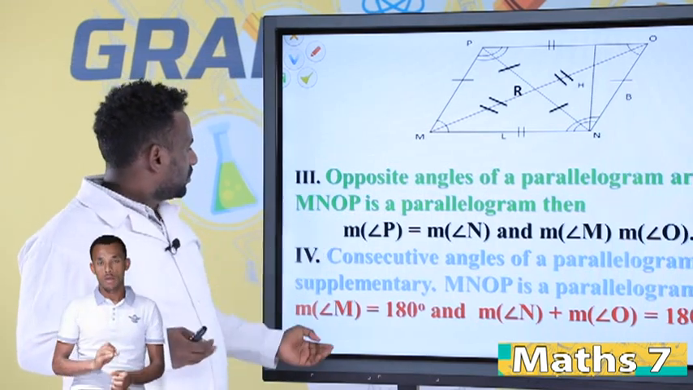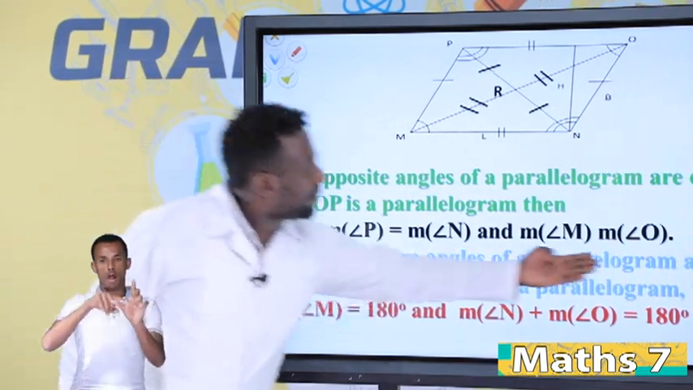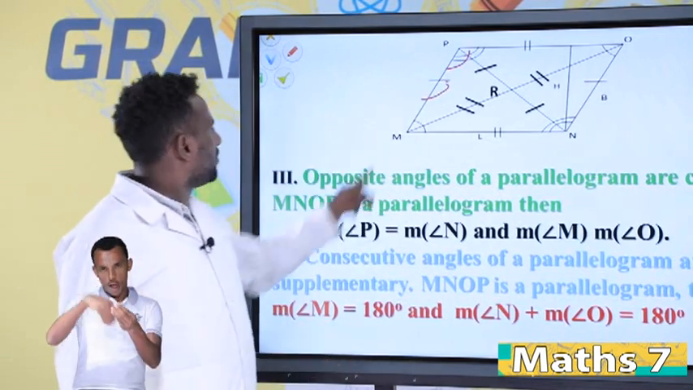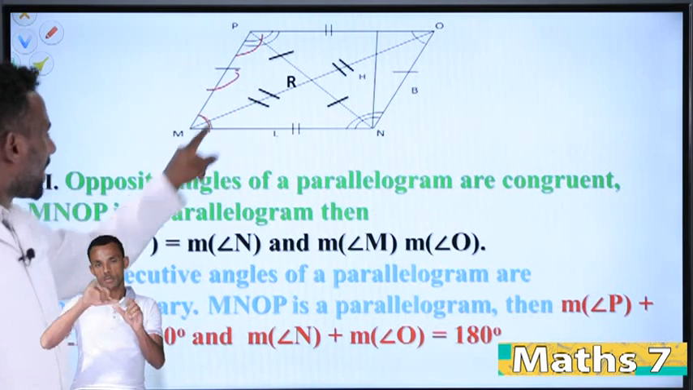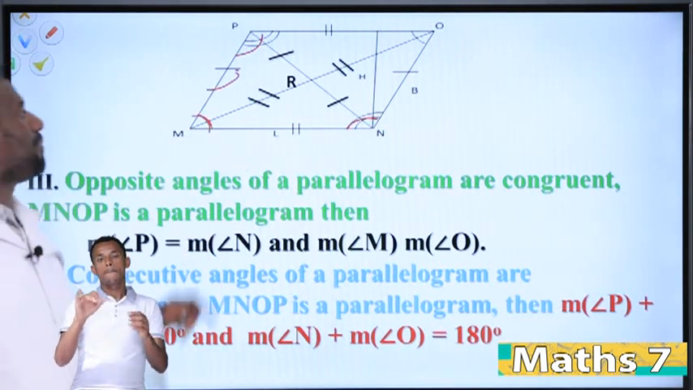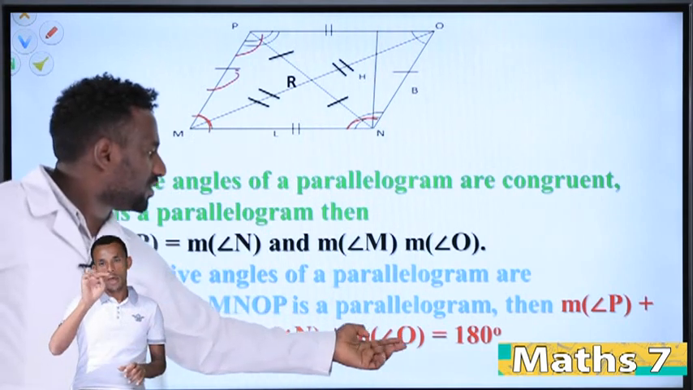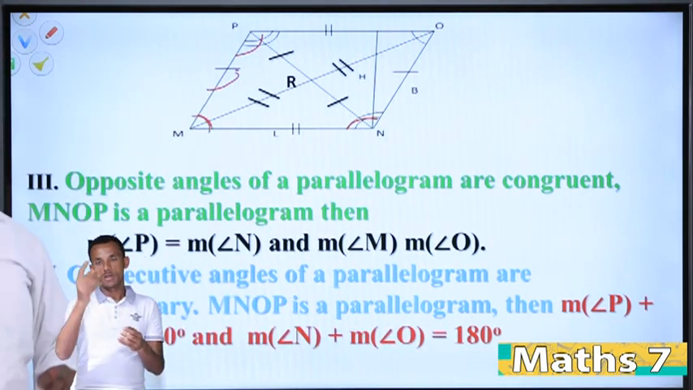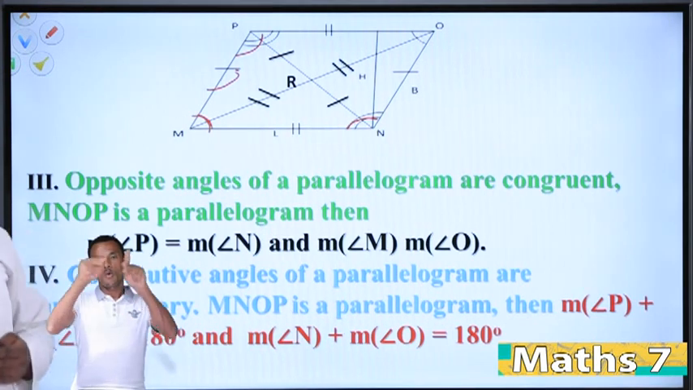So, measure of angle P added with measure of angle M makes 180 degrees. Measure of angle N added with measure of angle M makes 180 degrees. So, the consecutive angles of a parallelogram are supplementary.